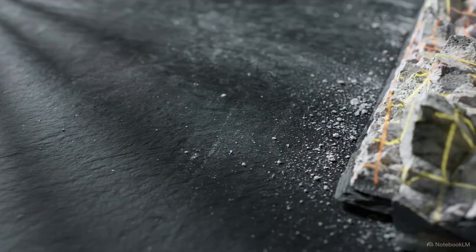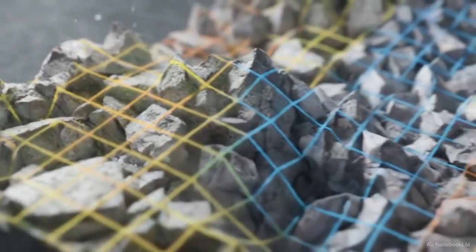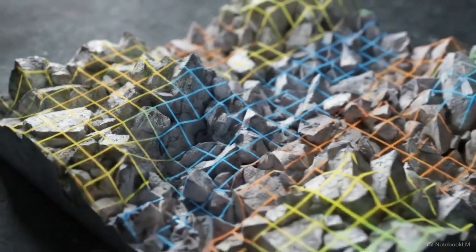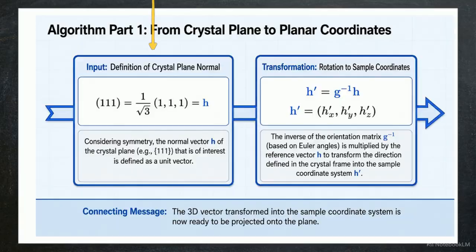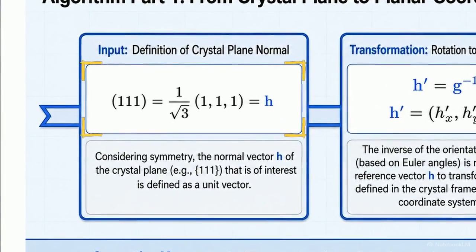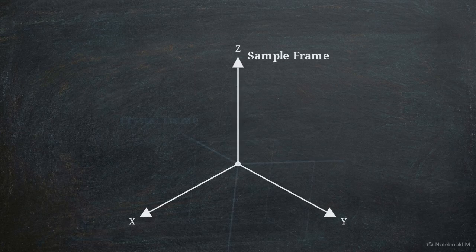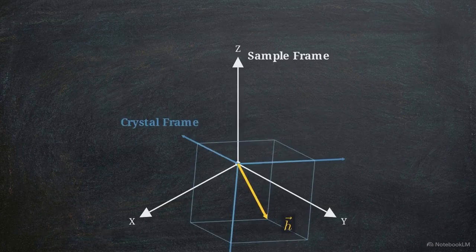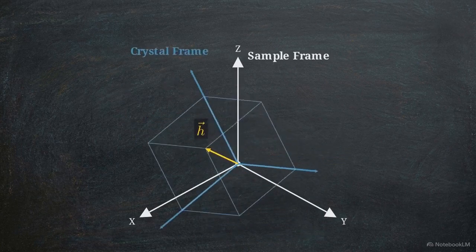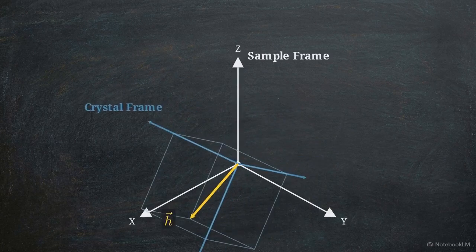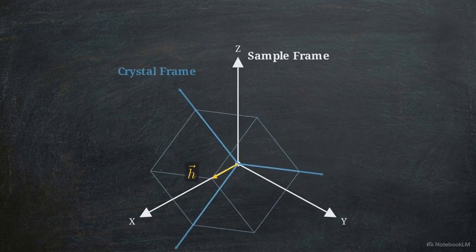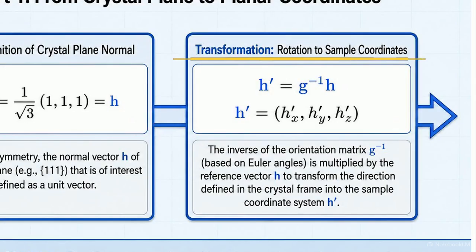While the geometry is precise, mapping thousands of microscopic crystals across a bulk material requires translating this proof into a sequential algorithm. This algorithm matrix shows the first step, taking the crystal plane of interest and defining it as a unit normal vector, designated as h. The immediate problem is a coordinate mismatch. Vector h is mapped relative to the crystal's internal orientation, but our 2D canvas requires the fixed external coordinate system of the laboratory sample. To align them, an orientation matrix is applied to rotate the vector.